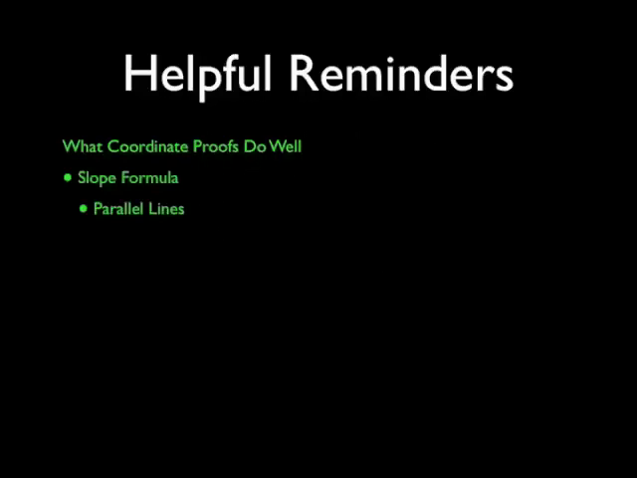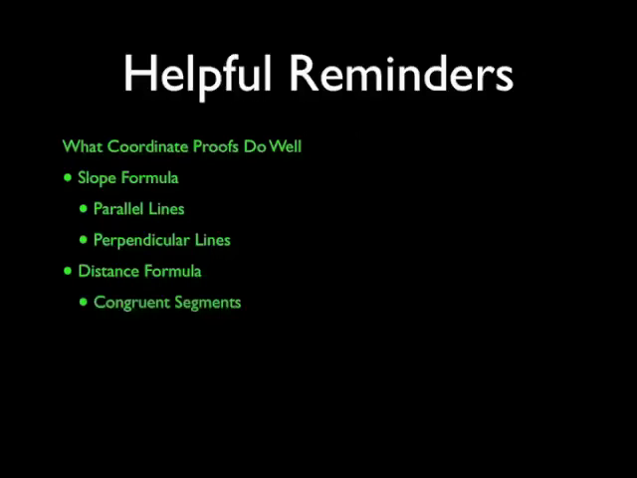Before we start, however, there are a few things that I would like to remind you of concerning coordinate proofs, namely what they do well. We have three very powerful tools to use on the coordinate plane, the first being the slope formula. Using the slope formula, we can determine if lines are parallel, and we can determine if lines are perpendicular. Next, we have the distance formula. Using the distance formula, we can determine if segments are congruent, which allows us to determine if sides of figures are congruent and all of that fun stuff. And finally, we have the midpoint formula. Obviously, that allows us to find midpoints, but it also allows us to determine if segments have been bisected.